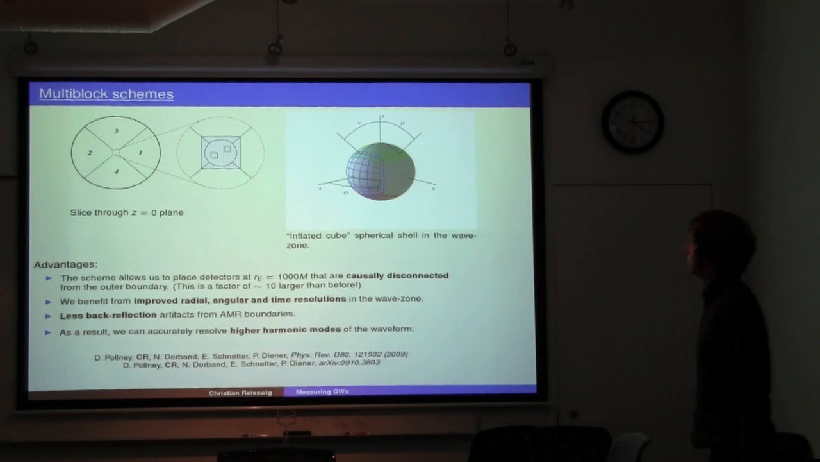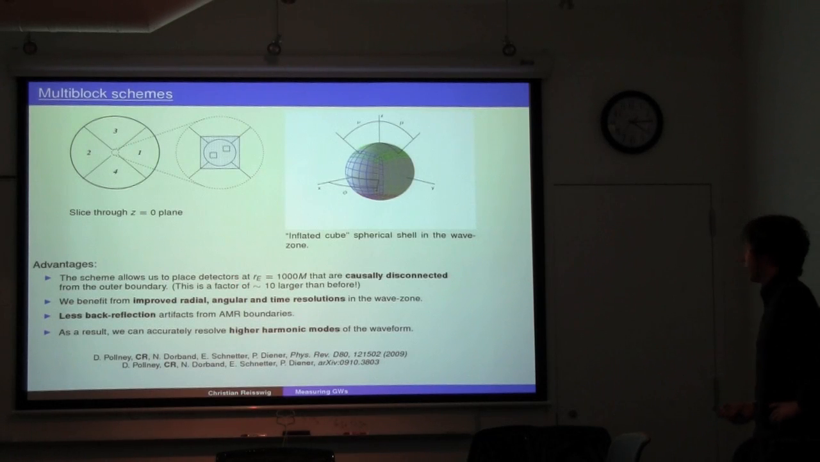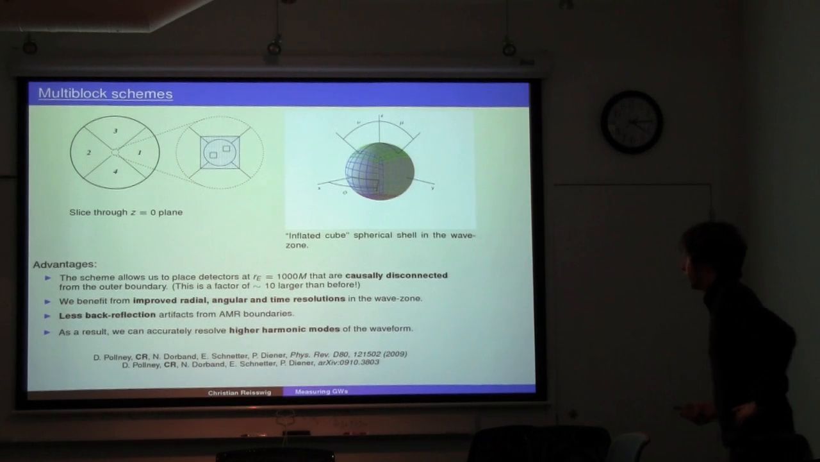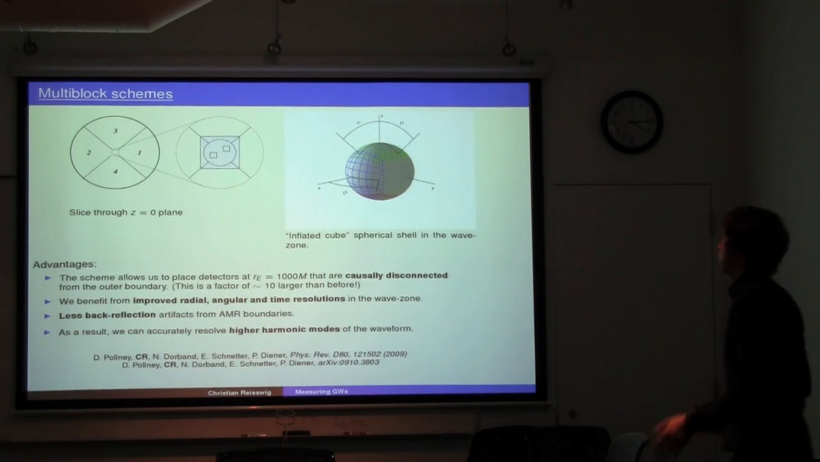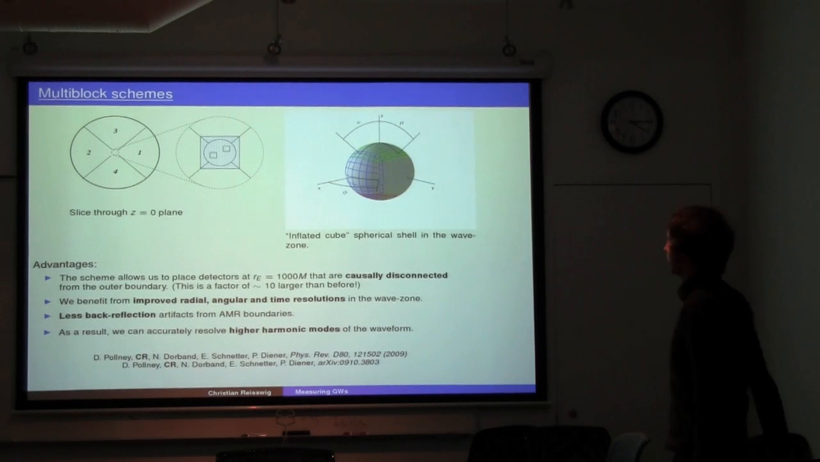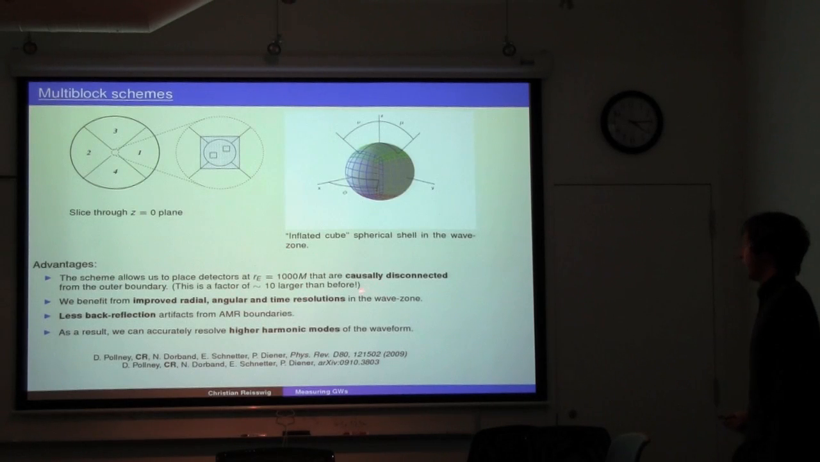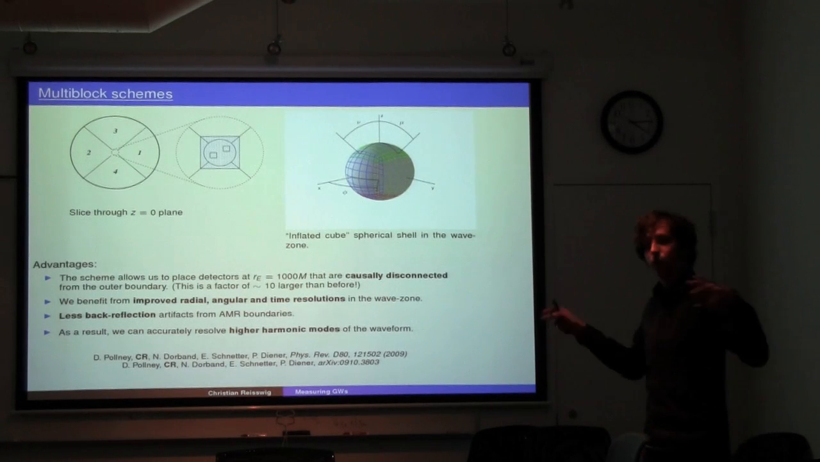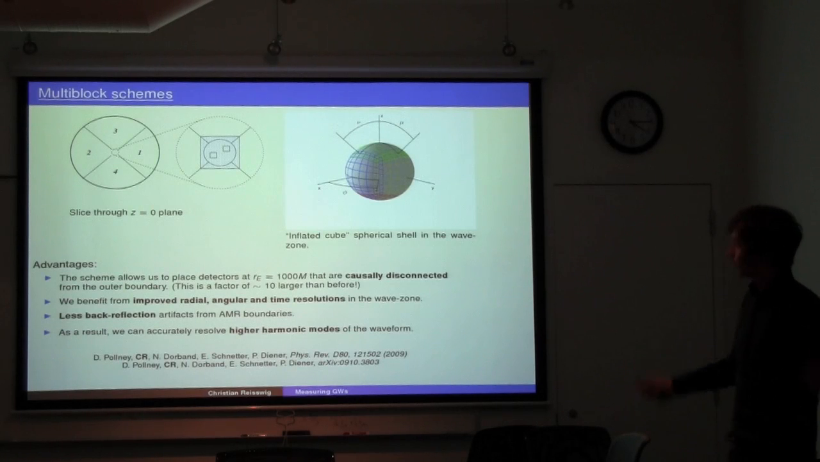So we've coded that up, and this scheme now allows us to place detectors at radii of 1000 M. That's approximately a factor of 10 larger than before. Before we had between 100 and 200 M, and now we can place detectors at 1000 M that are actually causally disconnected, over the time of the measurement, from the outer boundary, which generates this garbage.